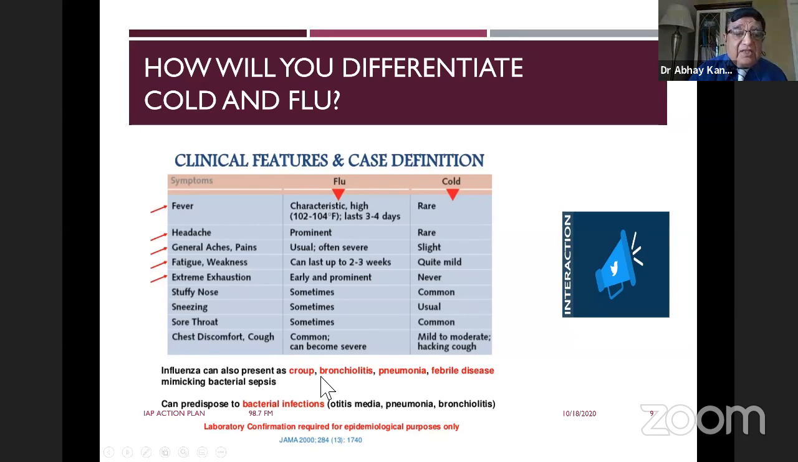Sometimes influenza can present with croup, bronchiolitis, pneumonia, or a febrile illness mimicking bacterial sepsis, and sometimes it can predispose to a bacterial infection like post-viral bacterial otitis media or pneumonia, or sometimes it may have a bronchiolitis-like presentation.